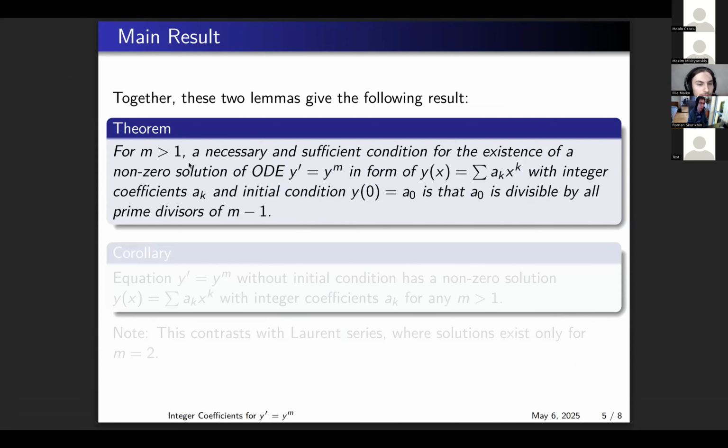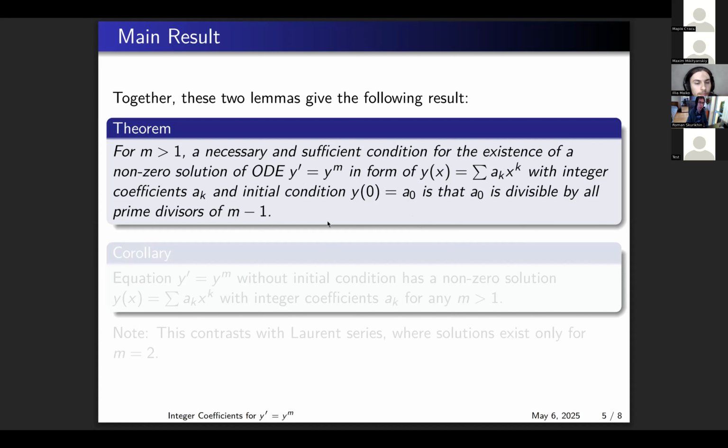As I said, the theorem says that if m is greater than 1, the necessary and sufficient condition for the existence of a formal power series solution with initial coefficient a sub 0 for our equation y prime equals y to the power m is that the initial condition a sub 0 is divisible by all prime divisors of m minus 1.